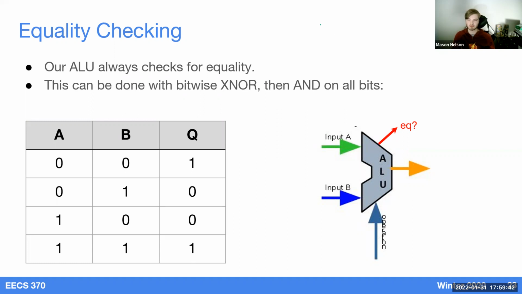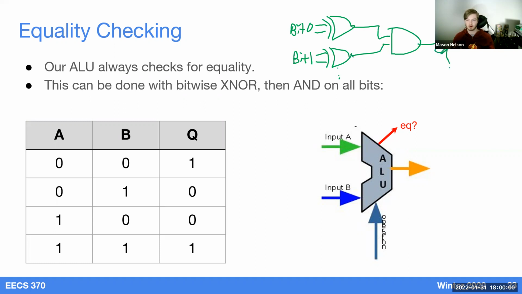So that would look something like, we have an XNOR on bit 0, an XNOR on bit 1, and so on. And then we would AND it all together. And then our output would be whether or not it's equal. All right.